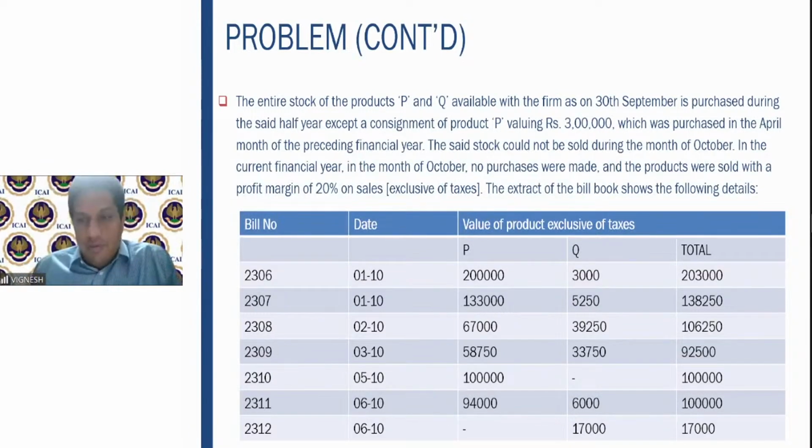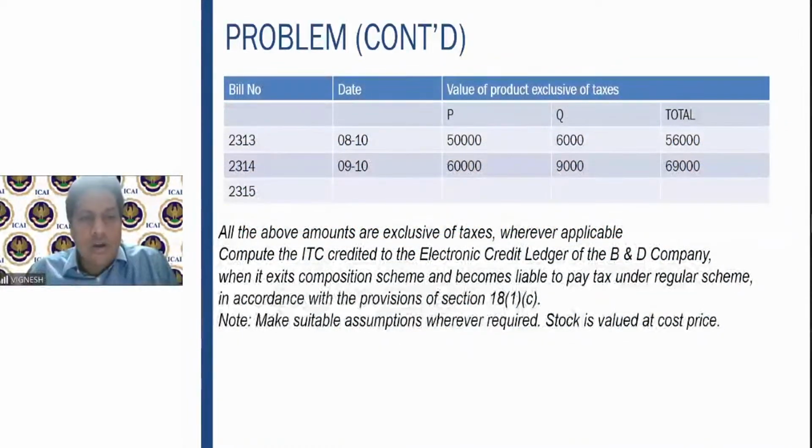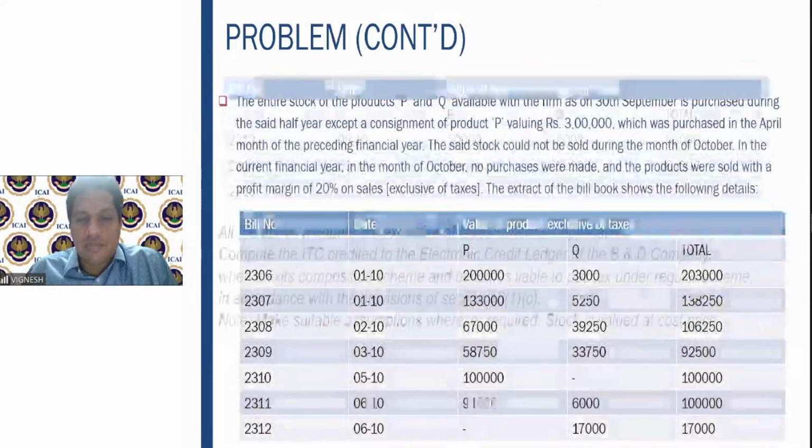The extract of the bill book shows the following details. This bill book is important for us to understand when it crosses the threshold and when he becomes liable for the regular scheme. That is why these particular details he has given. All the amounts are exclusive of taxes wherever applicable. Compute the ITC credited to the electronic credit ledger when it exits the composition scheme and becomes liable to pay the tax under regular scheme in accordance with the provisions of 18(1)(c). Make suitable assumptions wherever required.